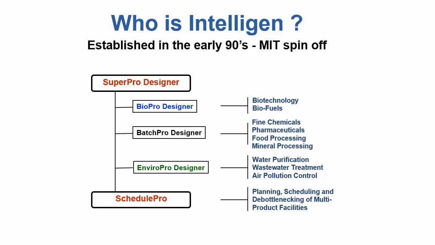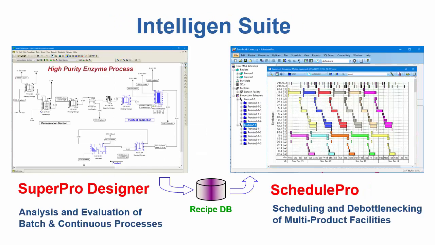SchedulePro is our second major product. SchedulePro complements SuperPro as a modeling tool for projects involving modeling, design, capacity analysis, and debottlenecking of multi-product facilities that operate in batch and semi-continuous mode. The other role of SchedulePro is to manage such facilities in terms of production planning and scheduling on a day-to-day basis. SuperPro Designer and SchedulePro are integrated, and together they constitute the Intelligen suite.